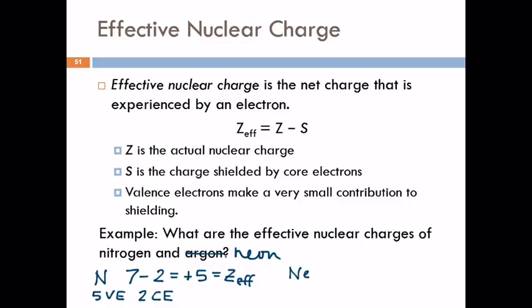What's the atomic number for neon? 10. So it has 10 protons in its nucleus, 10 electrons total. How many valence electrons? 8. So 8 valence electrons. And how many core electrons? 2. So we're going to take the actual nuclear charge and subtract the number of core electrons. And so we get an effective nuclear charge of +8.